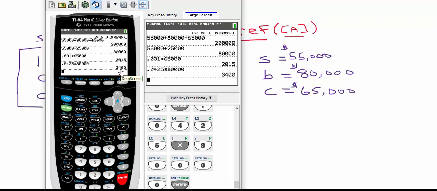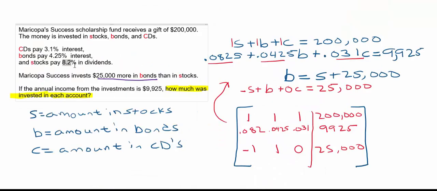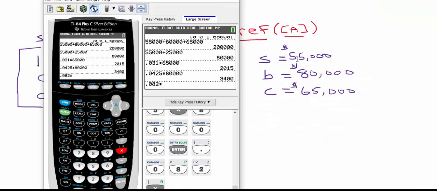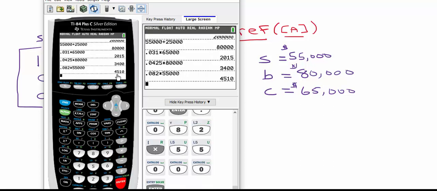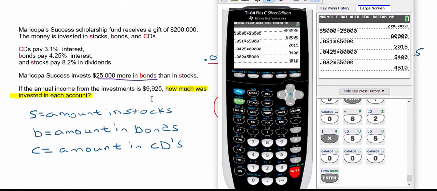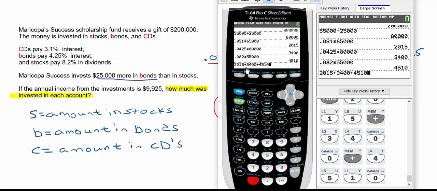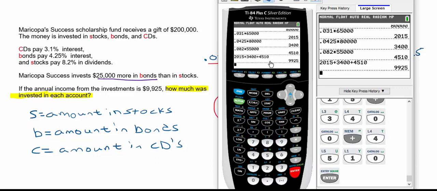But we had a third account, which was stocks, and it paid 8.2% in dividends. And we found that we must have put $55,000 in stocks. So this calculation shows that we made $4,510 from the investment in stocks. To verify the third condition, the problem stated that at the end of the year, we made a total of $9,925 in the three accounts. So if I look at just the amount of money earned in each account from interest and dividends, that would be these three numbers. Summing them up, you see that total from the three accounts, we make $9,925.